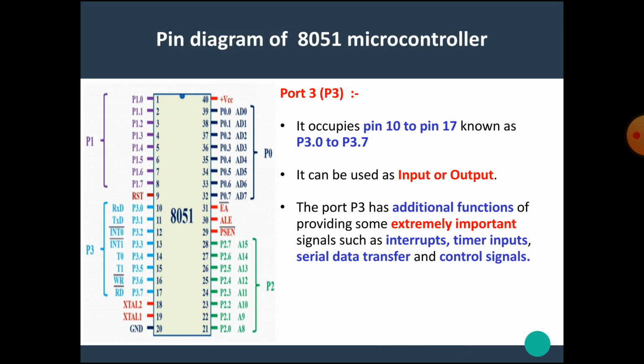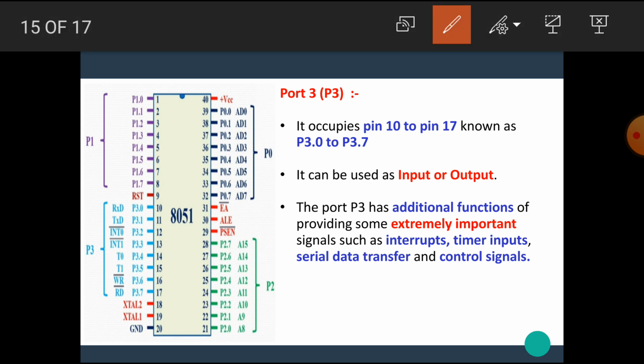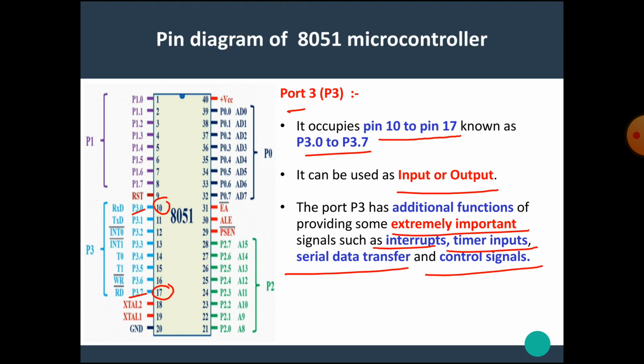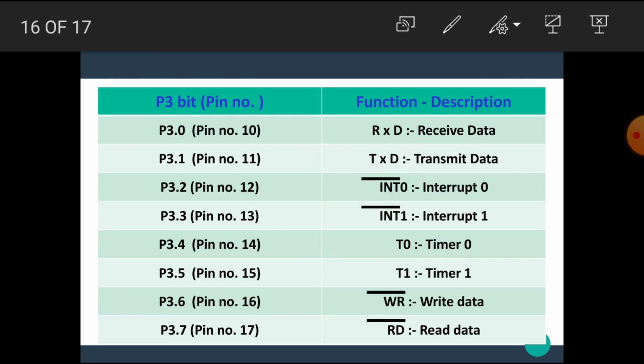Okay, our next port is port P3. The port P3 occupies pin 10 to pin 17, known as P3.0 to P3.7. It can be used as input or output port. The port P3 has additional functions of providing some extremely important signals such as interrupts, timer inputs, serial data transfer, and control signals. The function of these pins is described here.